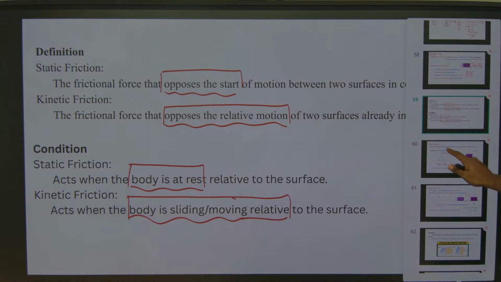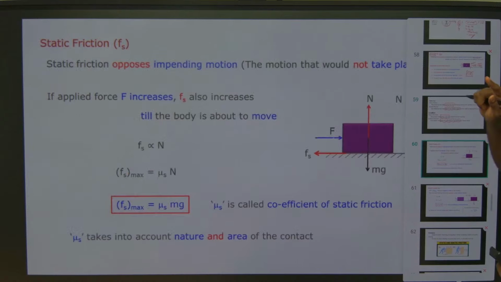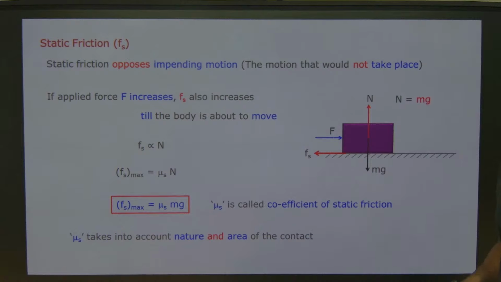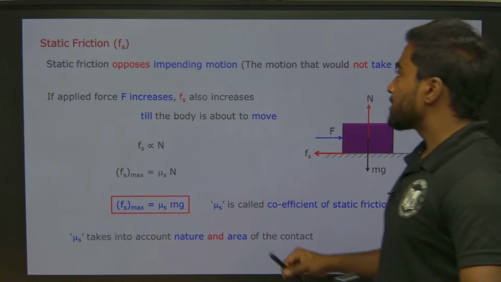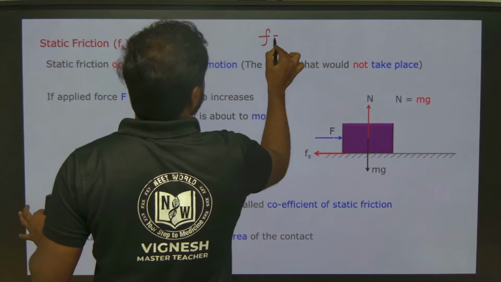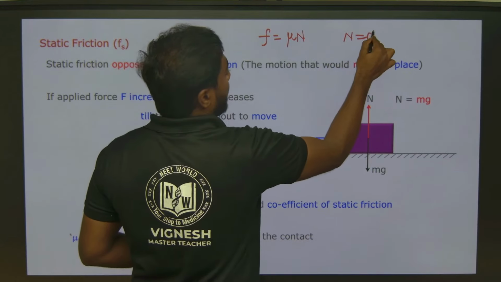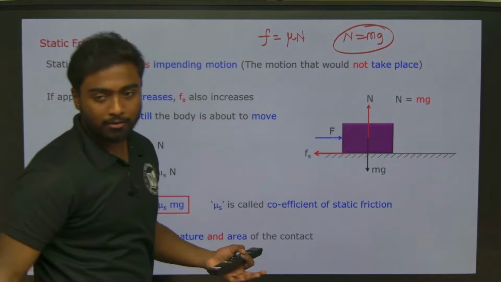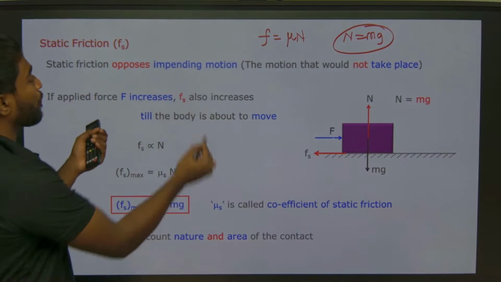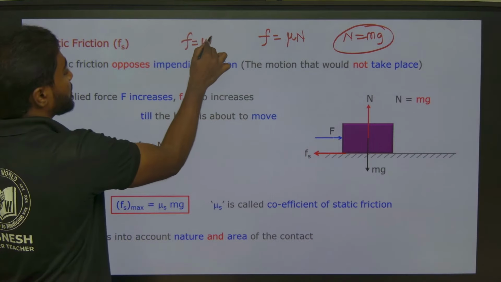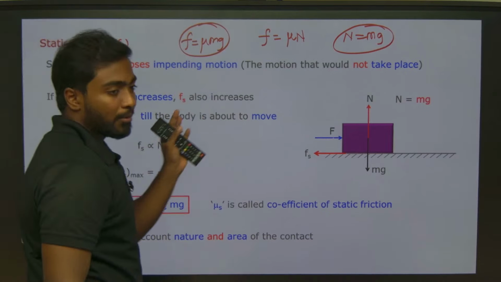So we'll see the formulas now. These formulas will be similar. We know that F = mu N, where N = mg. Yes, N will be mg. So the friction force will be mu mg. This is the formula we got.